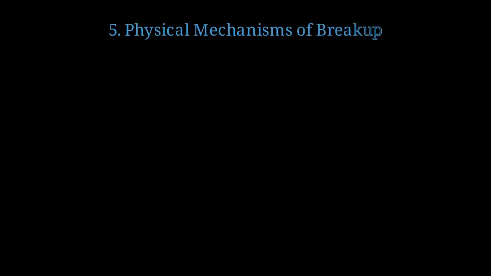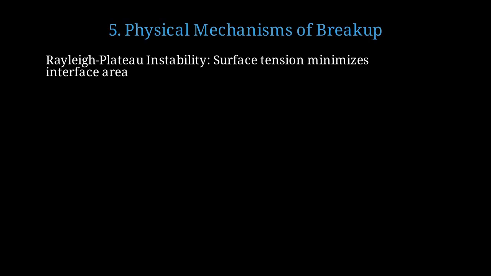Let's understand the physical mechanisms that drive interface breakup in microchannels. The Rayleigh-Plateau instability occurs because surface tension always tries to minimize interfacial area, favoring spherical droplets over cylindrical threads. A cylindrical thread develops small perturbations that grow over time, eventually pinching off into separate droplets to minimize surface energy. The critical wavelength for this instability equals 2 pi times the thread radius, determining the characteristic droplet spacing.